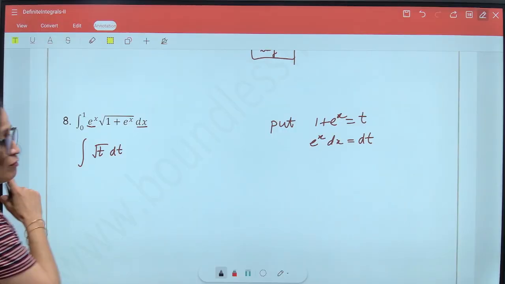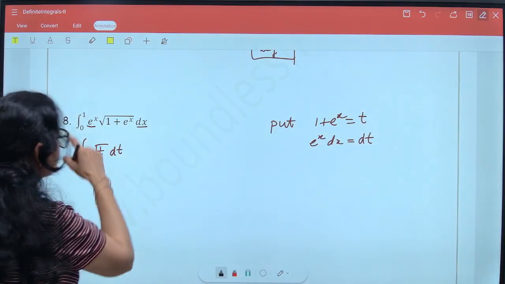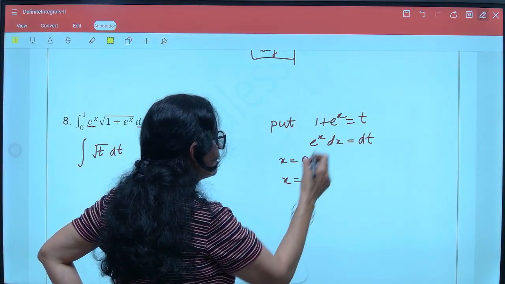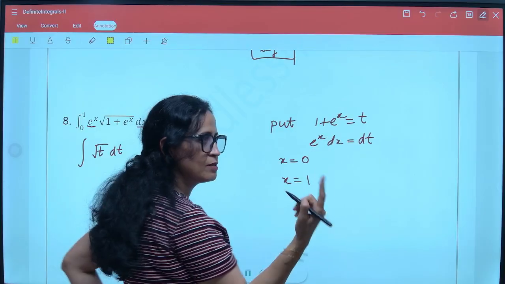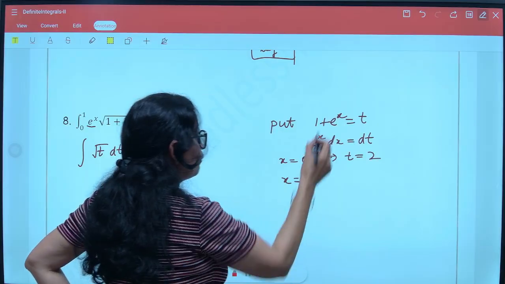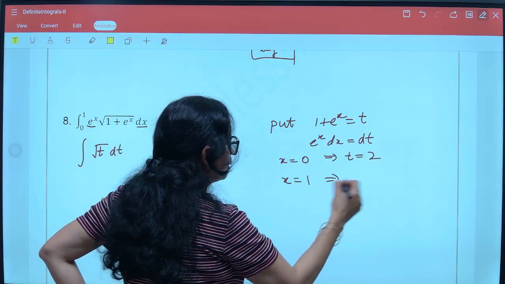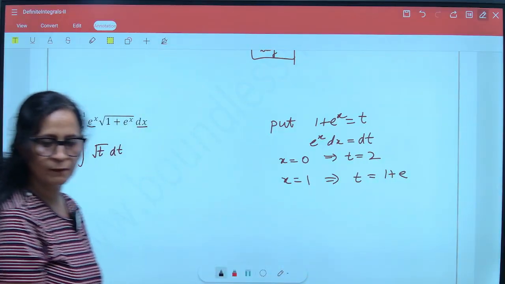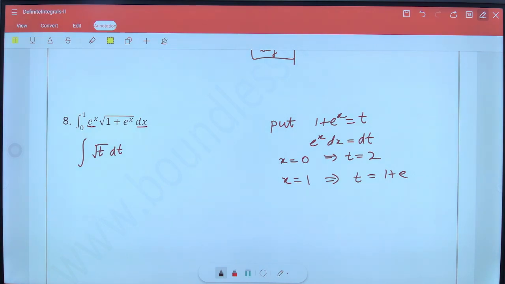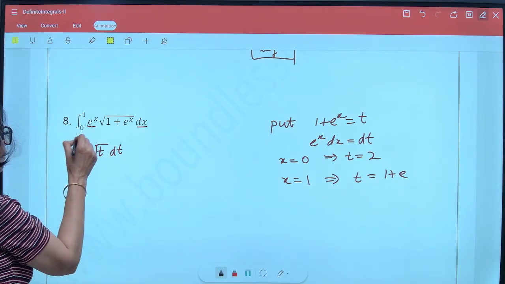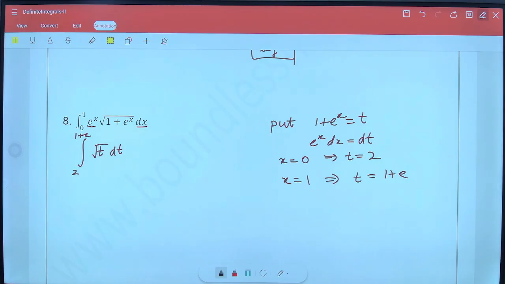Now we need to take care of the limits also. The lower limit is 0 and the upper limit is 1. So when x is 0, e raised to power 0 becomes 1. This means the value of t is 1 plus 1, 2. When x is 1, the value of t is 1 plus e raised to power 1, which is e only, right? So that means the new limits are, we need to integrate this entire expression using the limits 2 and 1 plus e now.